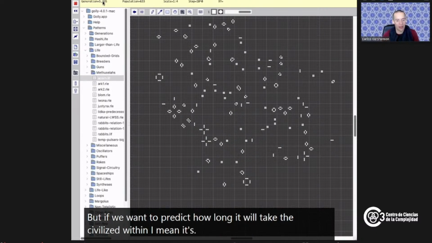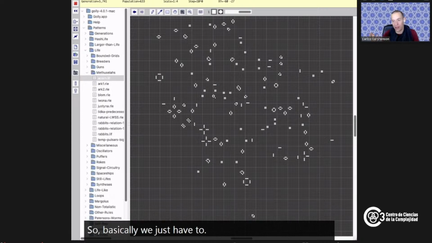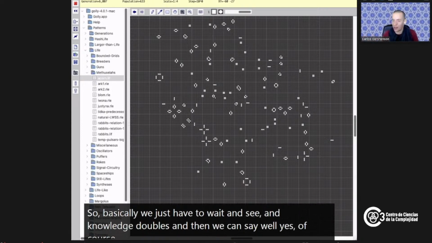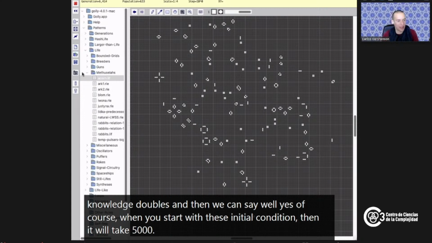I mean, it's more than 5,000 generations. Well, now it's stabilized. So basically, we just have to wait and see. And now it's stabilized, and then we can say, oh yes, of course. When you start with this initial condition, then it will take 5,000 and something generations to stabilize.